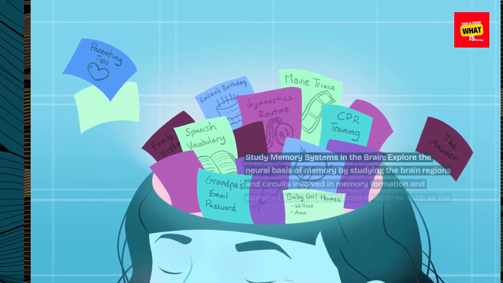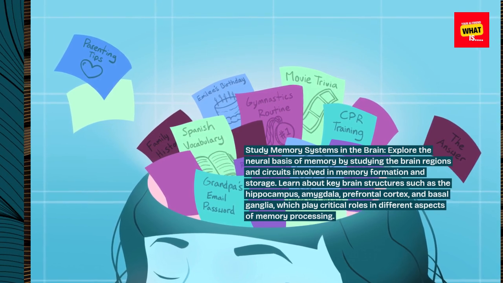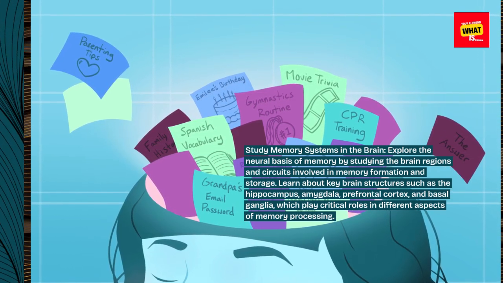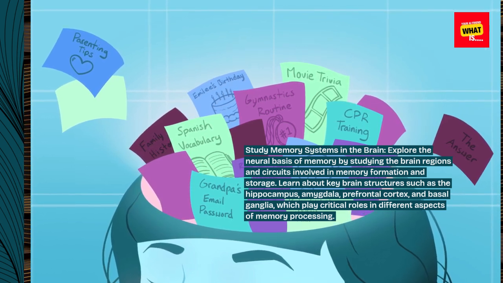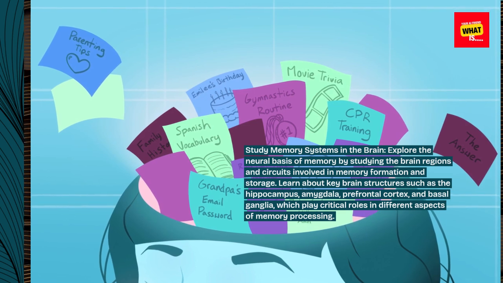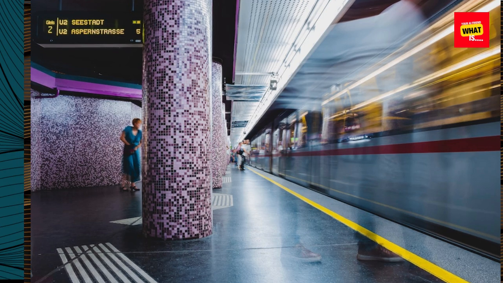Explore the neural basis of memory by studying the brain regions and circuits involved in memory formation and storage. Learn about key brain structures such as the hippocampus, amygdala, prefrontal cortex, and basal ganglia, which play critical roles in different aspects of memory processing. Understand the types of memory.